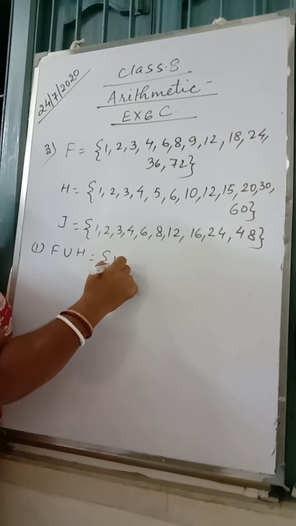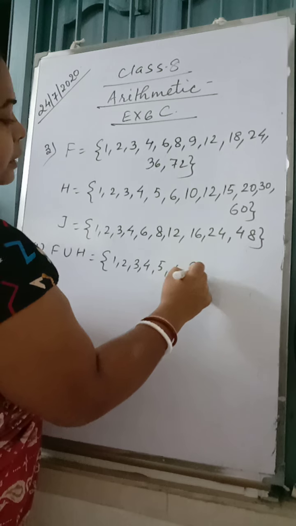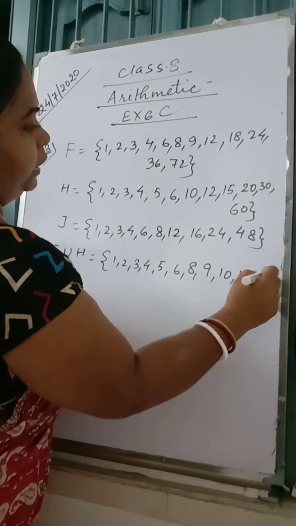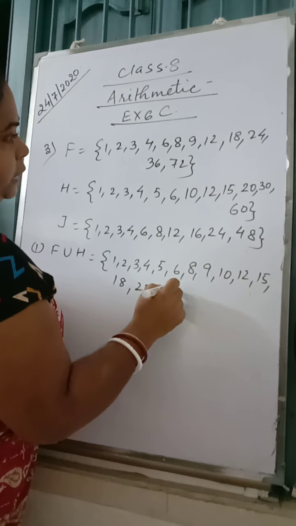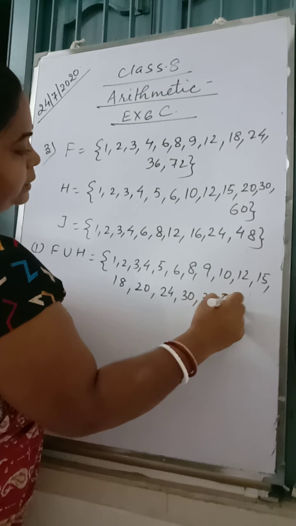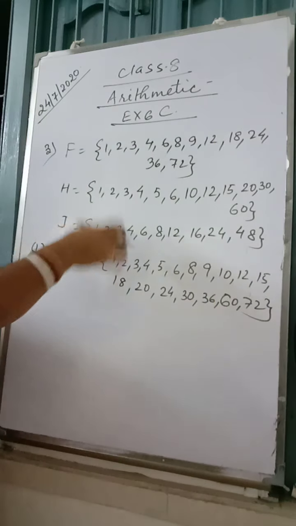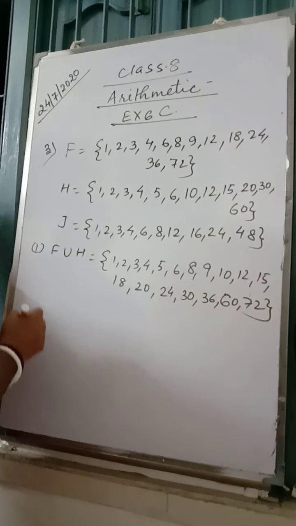Just tell me. 1, 2, 3, 4, 5, 6, 8, 9, 10, 12, 15, 18, 20, 24, 30, 36, 60 and 72. While watching these sets, I can write the answer. So you don't need to solve. You just watch the sets and write your answers.